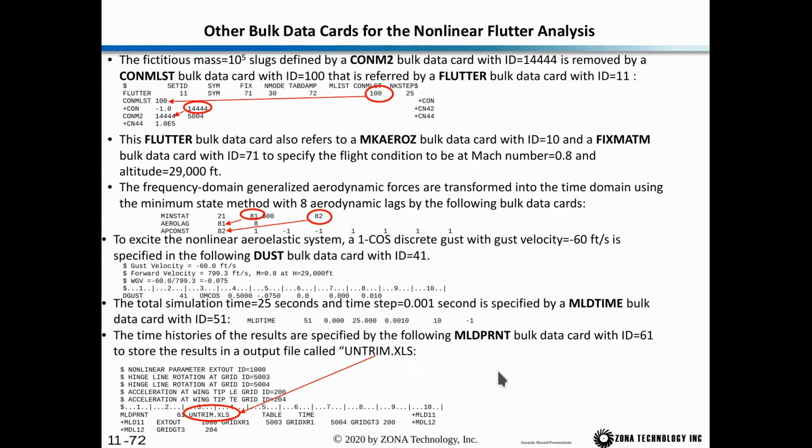And finally, the time histories of the results are output using the MLD print bulk data card to store the results on the output file untrim.xls. Now this is an ASCII file. It's just named .xls so that when you click on it, it can open in Excel and Excel can parse the data. But you can use any ASCII file editor to view the contents of this, or you could import this data into MATLAB as well.